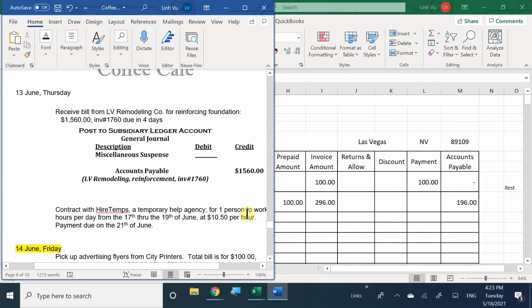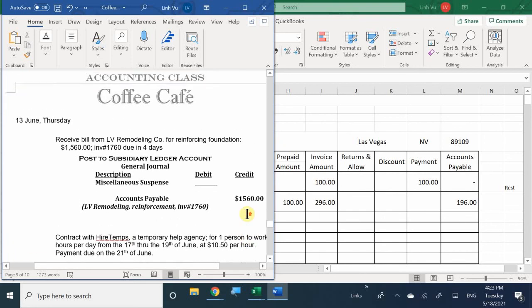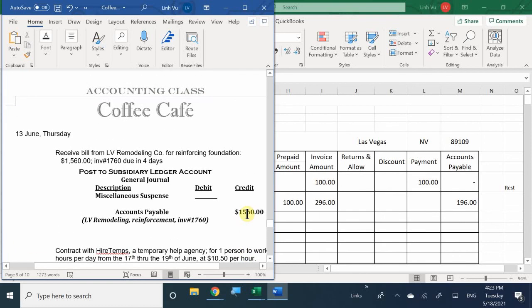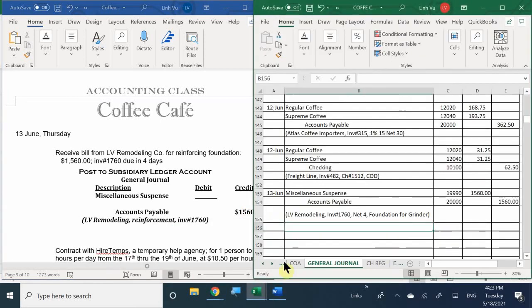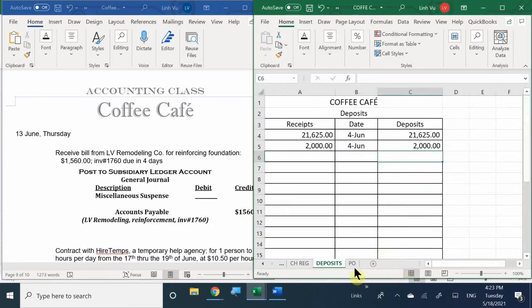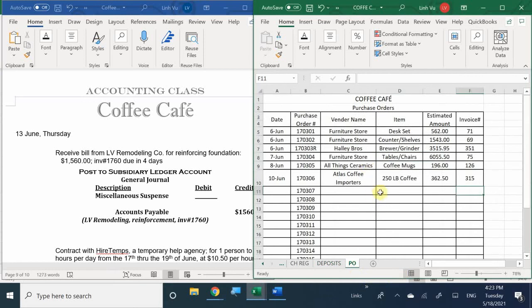Okay. I just have a question. When we received our coffee, were we supposed to go to our purchase order and write the invoice number in? I think we did do that, no? Or did we? We didn't have a purchase order for that particular coffee. They're all together. Yep. 315. We didn't split them as supreme or regular.